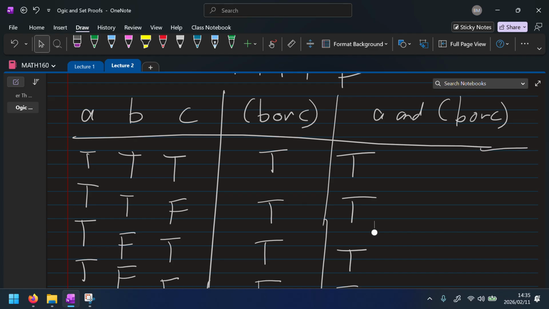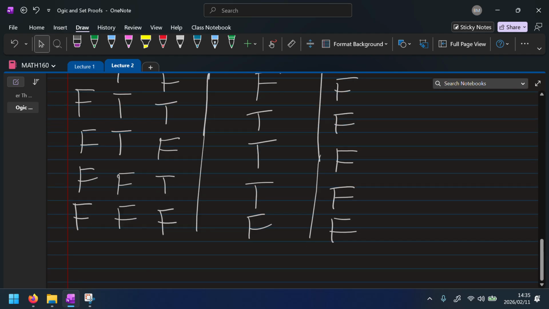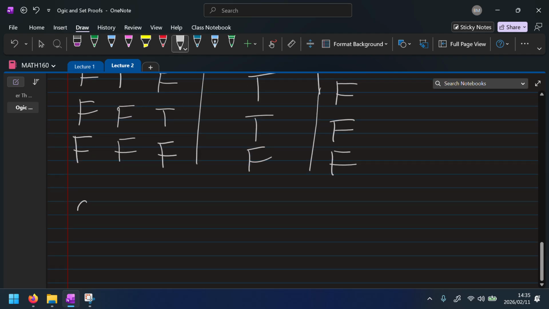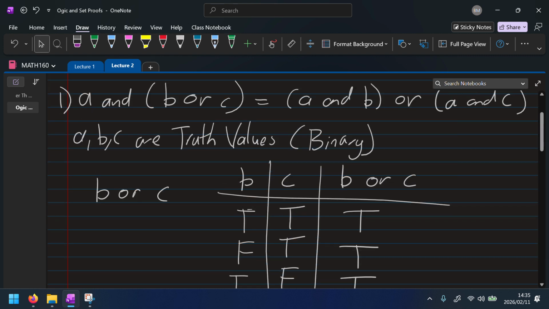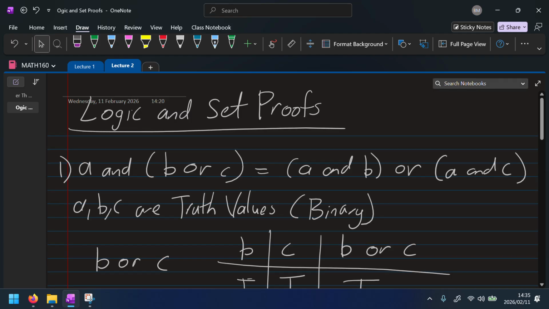Now, take a guess. What are we going to do now? The right-hand side. Exactly. So we're going to do exactly the same thing for the right-hand side. And what happens if we find that these two truth tables are the same? It means the statements are equal. Because if the left side is equal to the right side for all of the possibilities, then they're equal. That's what we're trying to show. We're going to show that this left-hand side is equal to that right-hand side.